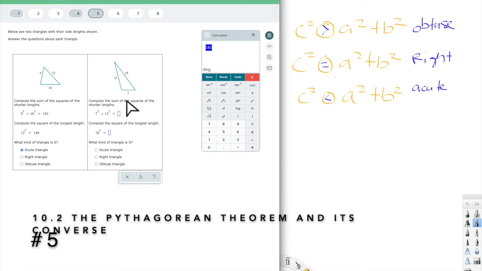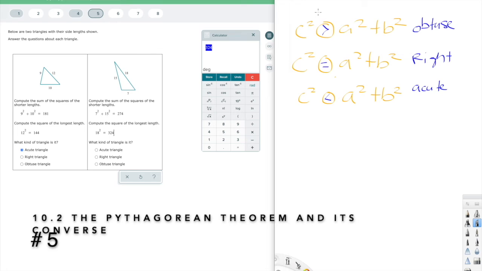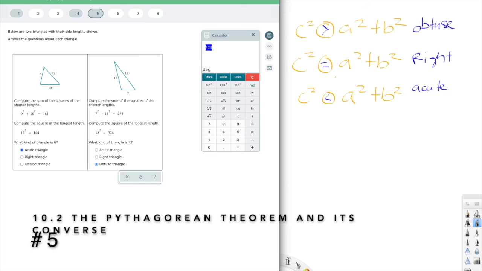So we're going to do the same thing on this other one. So we have 7 squared plus 15 squared. So we get 49 plus, I'm trying to remember, is it 225? It's going to just do it for me, but all right, so we get 274, and then 18 squared equals 324. So 324 is bigger than 274, so c squared is bigger than the other two added together, so we're in the obtuse category there.